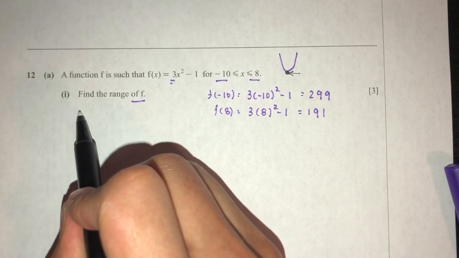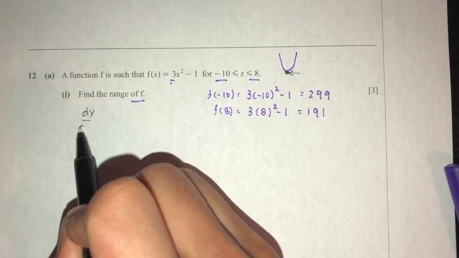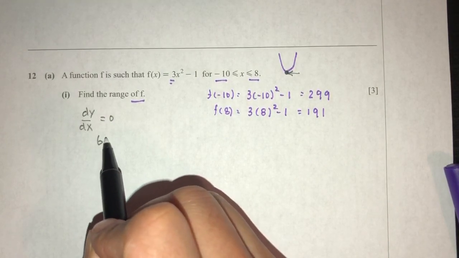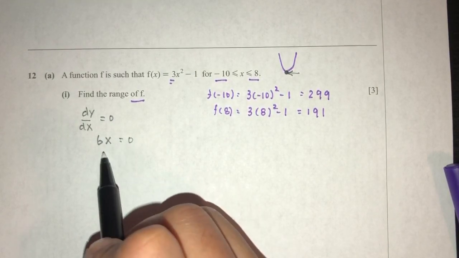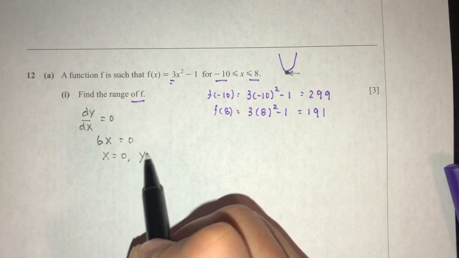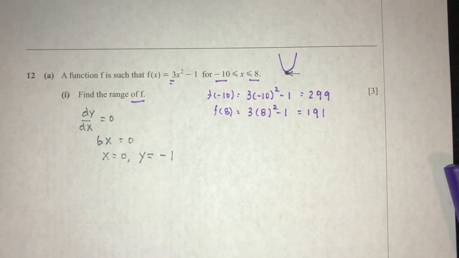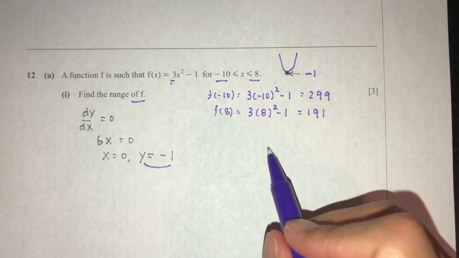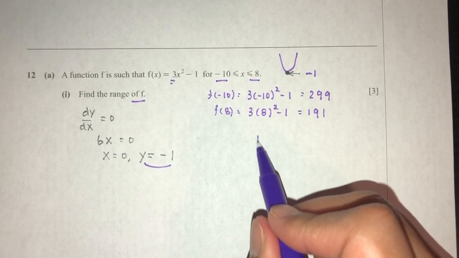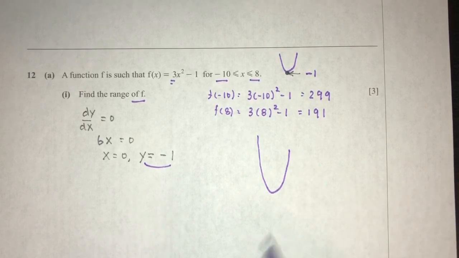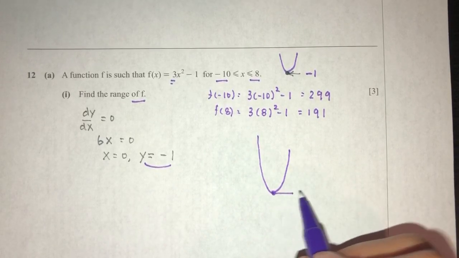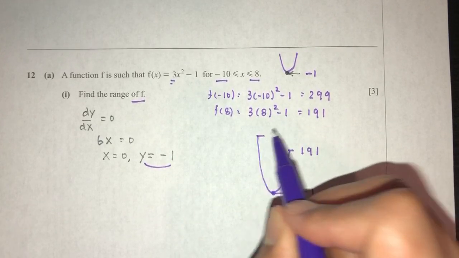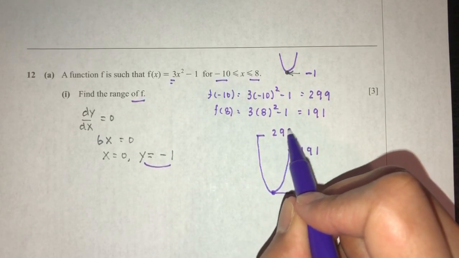So again, at minimum point, dy by dx has to be 0. So d by dx of this will become 6x, which has to be 0. x has to be 0. So y has to be minus 1. So your minimum value will be minus 1. So your graph is something like this. Does that make sense? This is the value of minus 1. This is 191, and this is the value of 299.